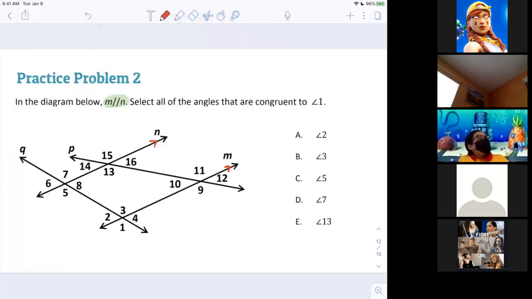Based on that, what I want to know is which angles are going to be congruent to angle 1. So where's angle 1? Here it is. Ms. Lopez, I have a question. Are there two transversal lines? There sure are. So which ones are my transversals? Q and P. Yeah, those are my transversals. So there's kind of two sets of relationships. Go ahead and see if you can figure out which of these are congruent to angle 1.